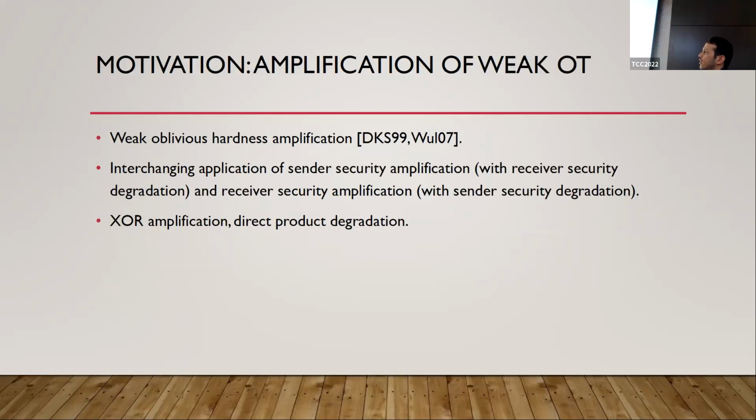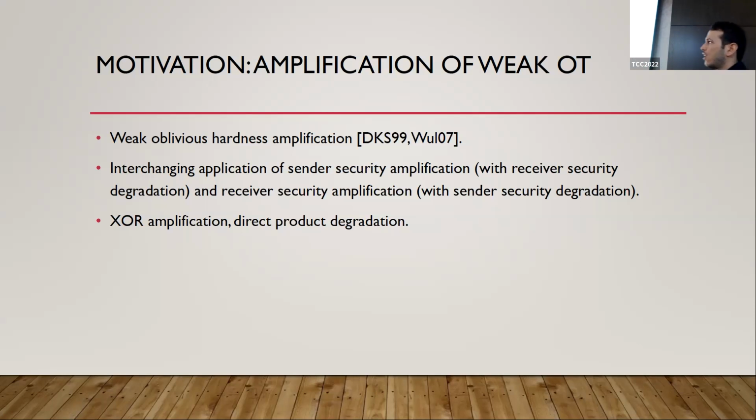So weak oblivious transfer amplification, originally proved statistically by Damgard, Kilian, and Salvail, and then generalized to the computational setting by Wullschleger, works as follows. So we have a weak OT. The sender security and receiver security are maybe constant instead of negligible, and we want to amplify them both to negligible. The way this works is using an interchanging application of two operations. We have one operation that amplifies sender security at the expense of receiver security, and another operation that amplifies receiver security at the expense of sender security.